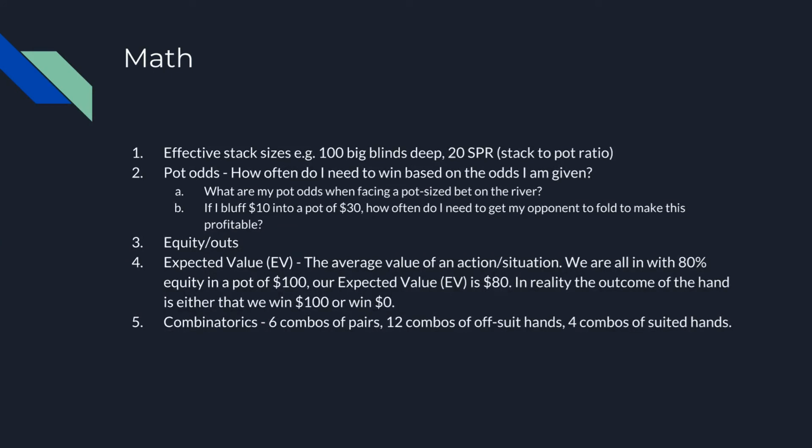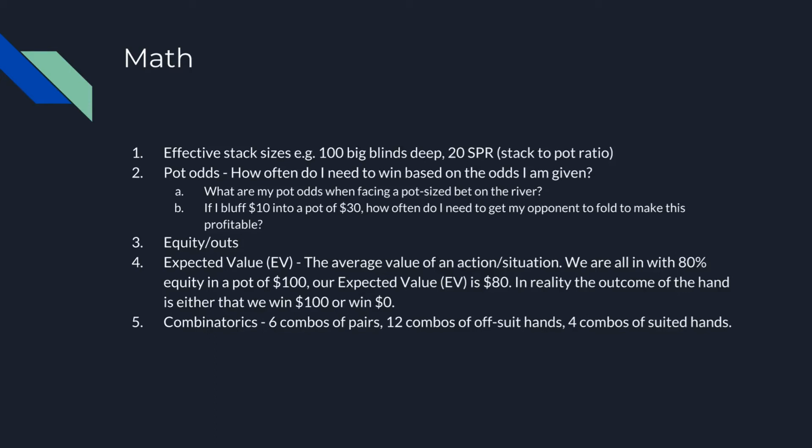Math. Basically, this is a very fundamental component to poker, and without it you can't really make good decisions. So first few things to think about: effective stacks, pot odds and equity, and then finally expected value and combinatorics.